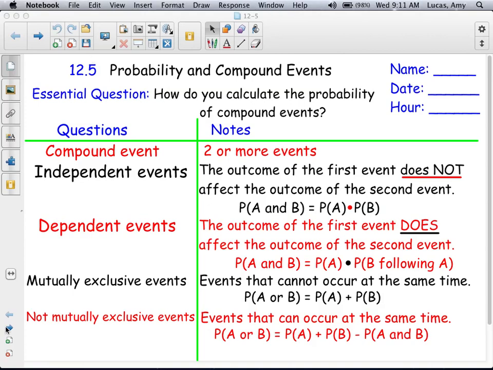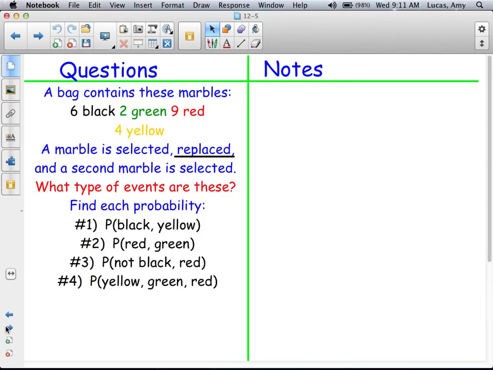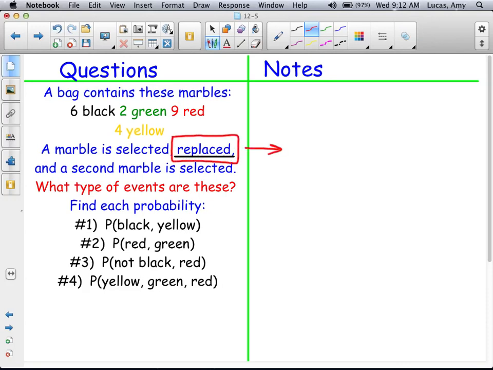Okay, moving on to some examples. A bag contains these marbles: 6 black, 2 green, 9 red, 4 yellow. A marble is selected, then replaced. That means it's put back. And a second marble is selected. What type of events are these? And find each probability. Well, the key word being replaced. Because the marbles are being replaced, that means that these are independent events.